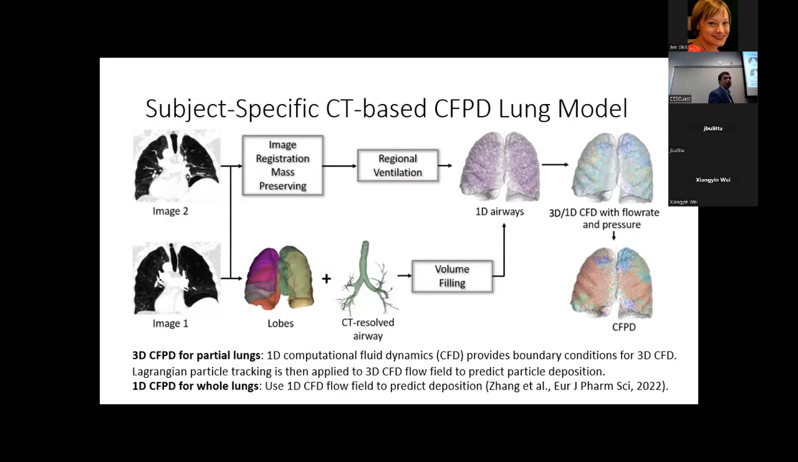And we have 3D and 1D. 3D can be applied to regions of interest, so we can get detailed simulation information. 1D is for the whole lung. So our model essentially couples 3D and 1D simulation. For our 1D model, we are able to predict particle depositions in the conducting airway, respiratory airway, and also alveolar region, on inspiration and expiration. For details, you could refer to our paper.